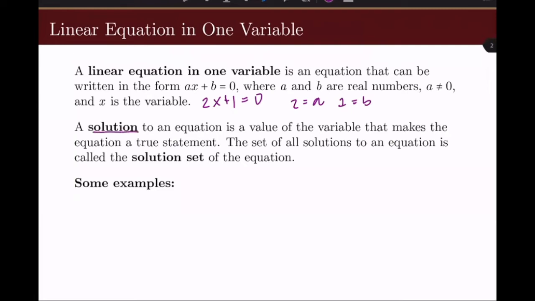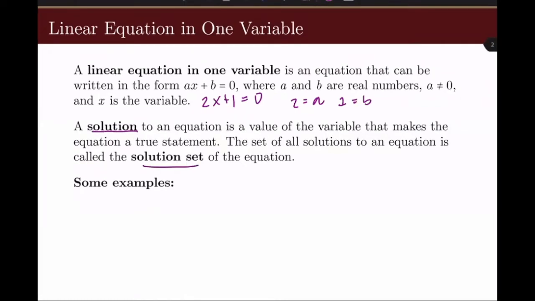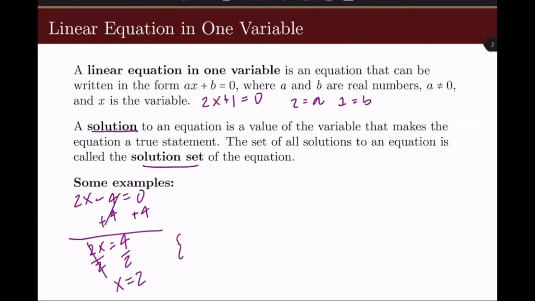A solution to an equation is a value of the variable that makes the equation a true statement. The set of all solutions to an equation is called the solution set of the equation. Let's try 2x minus 4 equals 0. The first thing you would do would be add 4 to both sides. Then you have 2x equals 4. So then we divide by 2. So you have x equals 2. So your solution set would be 2.